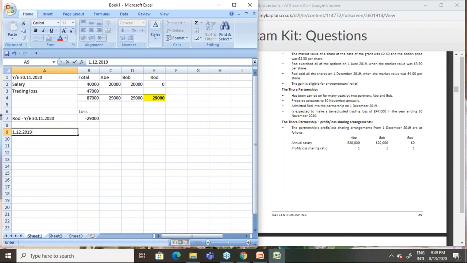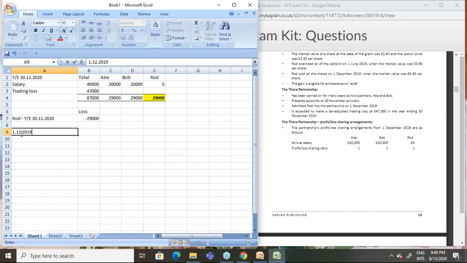You have to look at it from Rod's point of view. The question says the partnership was in business for so many years and there were two other partners. That is not applicable to Rod. As an individual person, Rod has joined a business and for him, it's a newly started business. Therefore, you need to find out the loss attributable to each tax year for Rod.